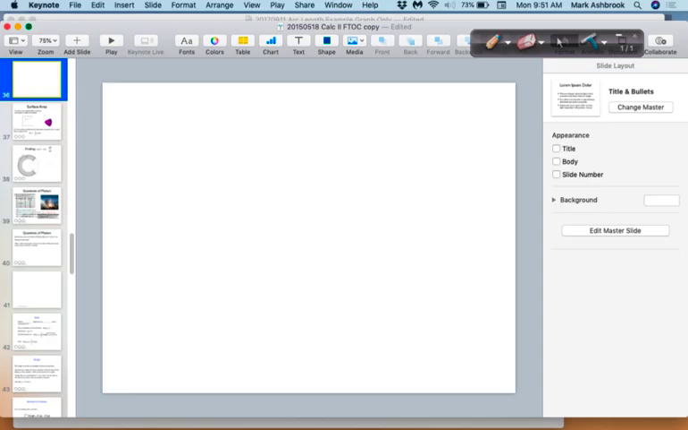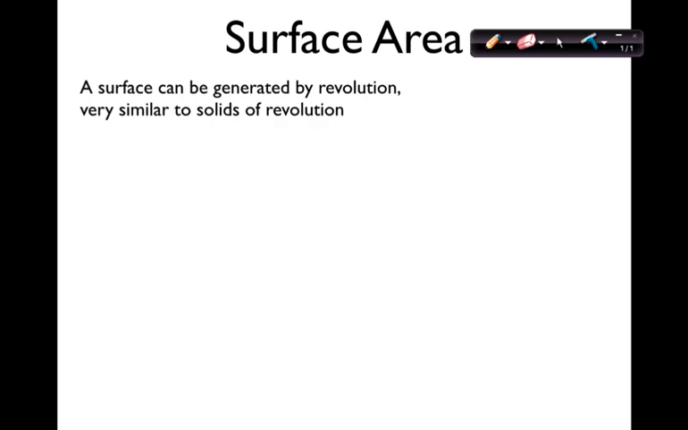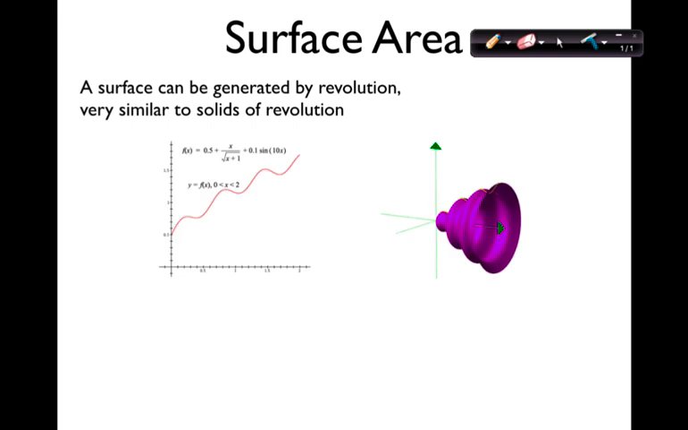Surface area. So we're going to generate surfaces the same way that we generated volumes, by revolution. Remember we did solids of revolution, and we generated the empty shell by revolving a function around the axis, and then we used cylinders to fill up the empty shell, and then we tracked the accumulation of volume as we did that. So now we're going to do the same thing.